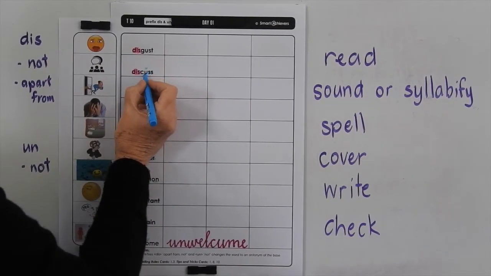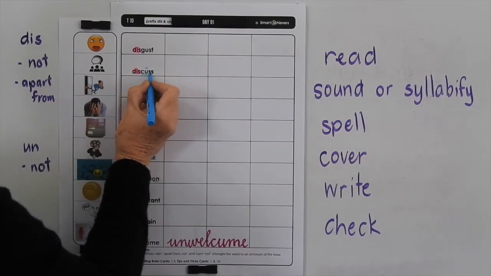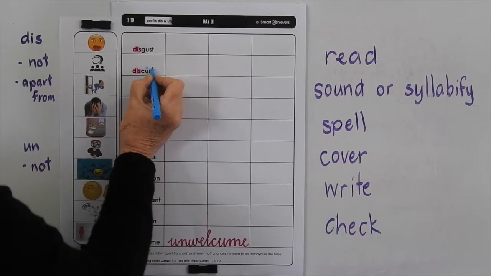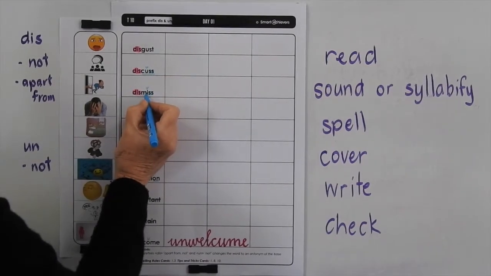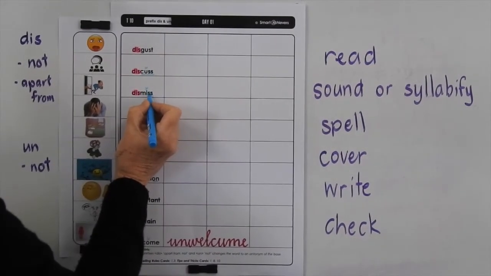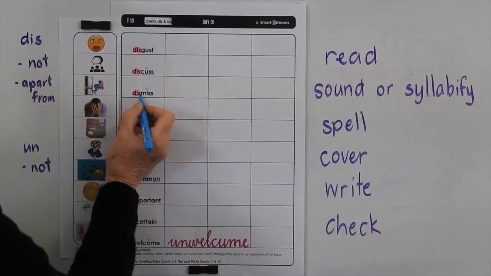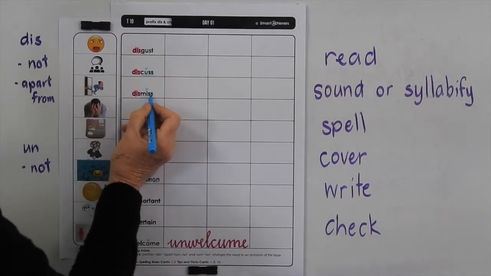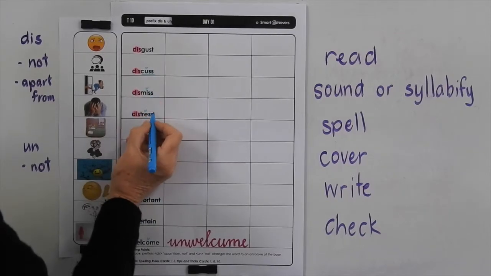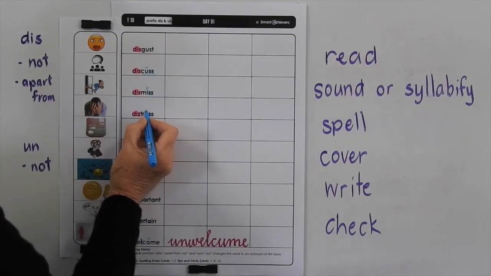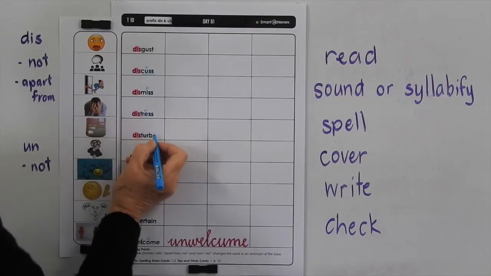If you have a short u word, and the root would be cuss, then you have to double the S at the end. Same with miss, you've got a short vowel sound, so you must double the S at the end, even though you're adding a prefix to it. Still a short root or a short base word. Distress goes for the same thing, short e, so we've got to double the S at the end.